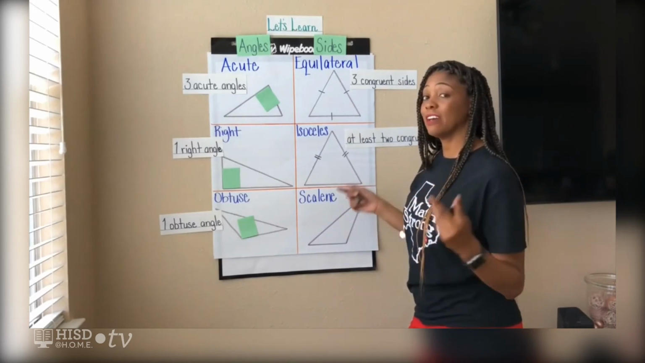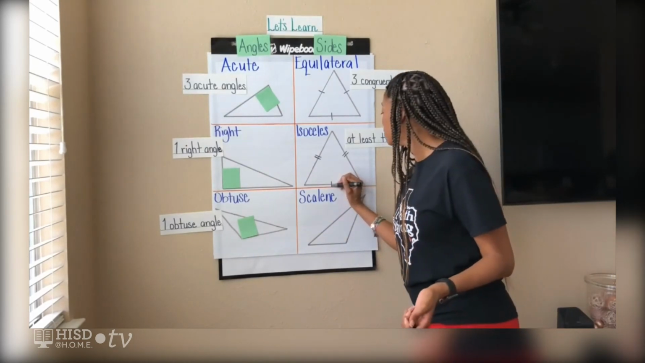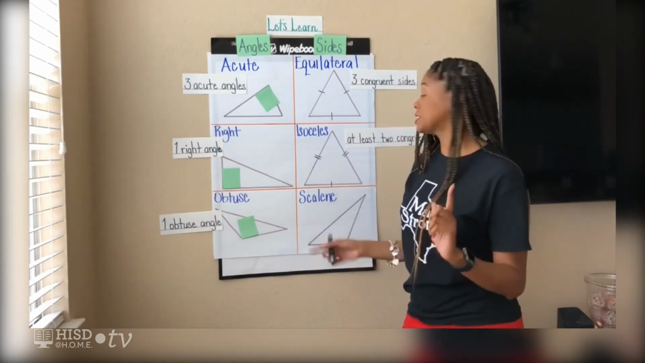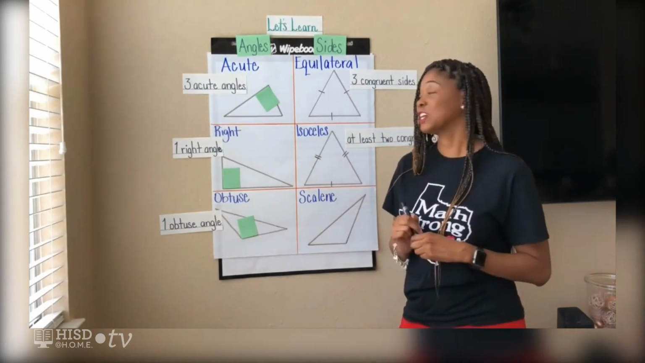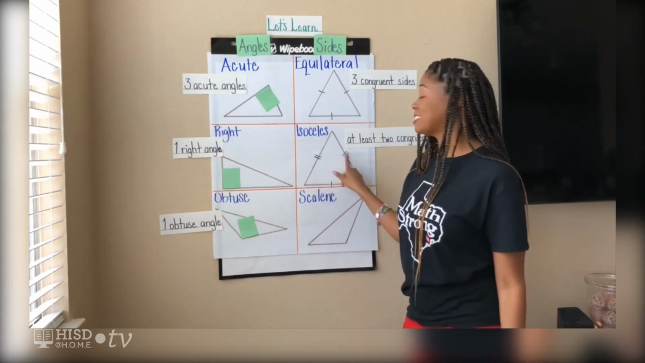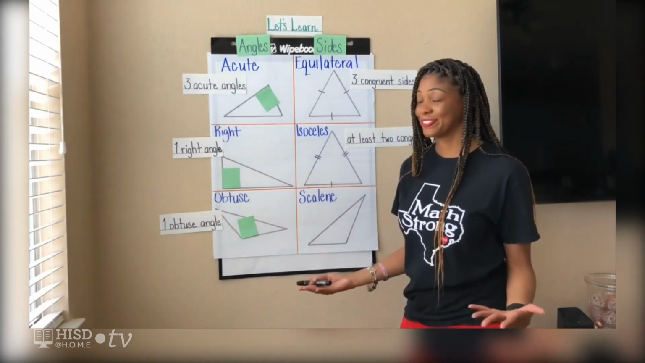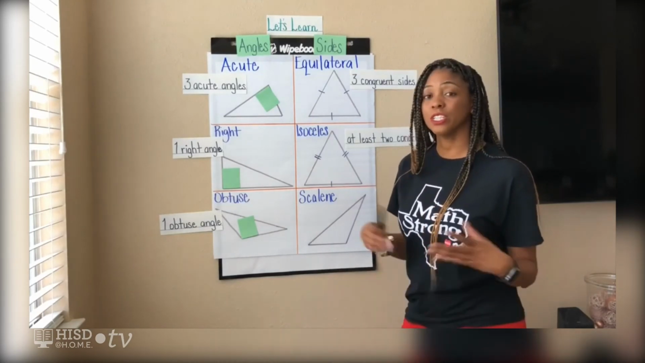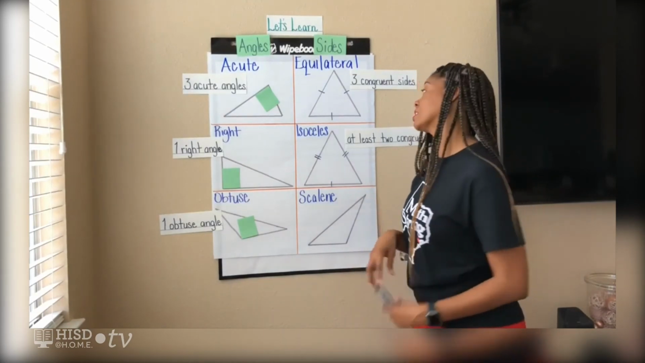But because it only has at least two, this one can have a different marking. And if you notice, I put one dash because that means this side is a different measurement than these two sides. I know, it's pretty simple once you get an understanding of the picture and the markings on the picture.